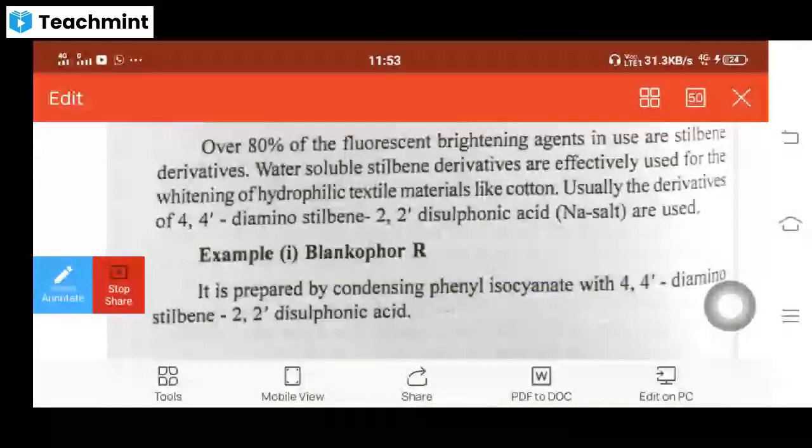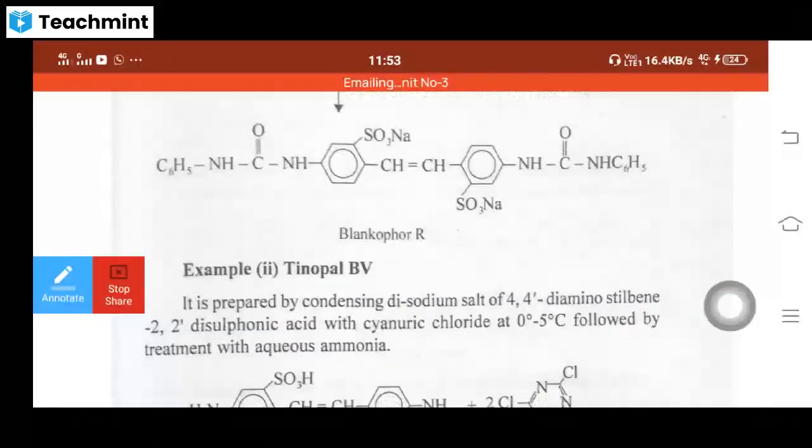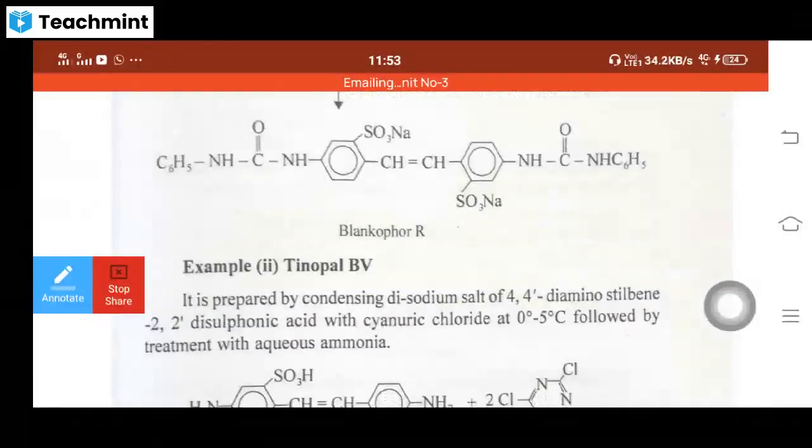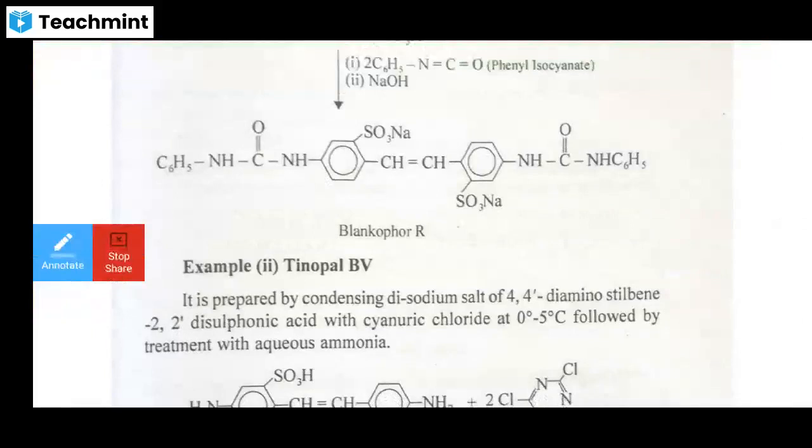These are complex structures having SO3 sulfonate groups, and the sulfonate group is also an important group for dyes, and nitrogen-containing compounds are also interesting. So these types of compounds are used.